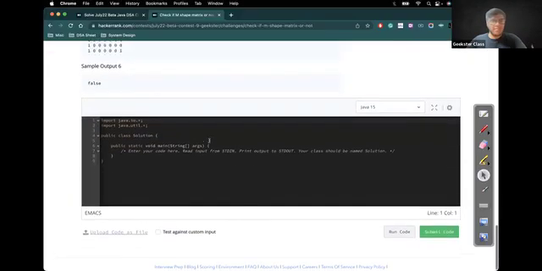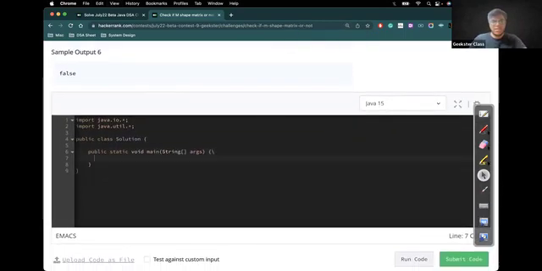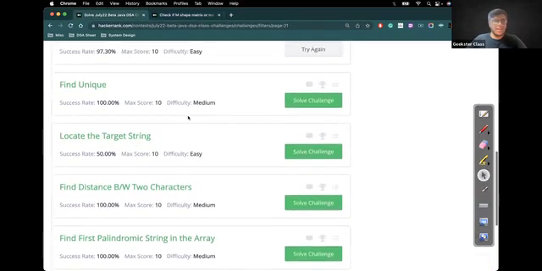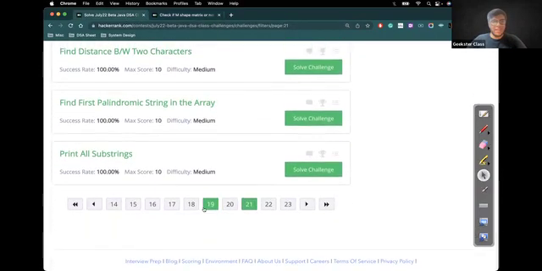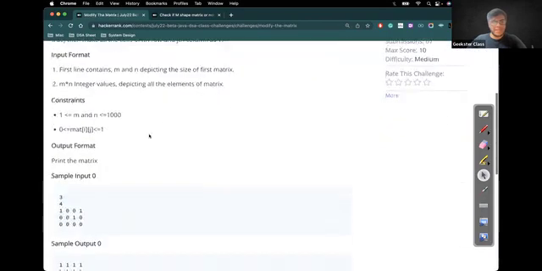Okay, so I am writing the code. Obviously you have to take the input, so for input I am using the already written codes. So let's copy the code of modify the matrix.